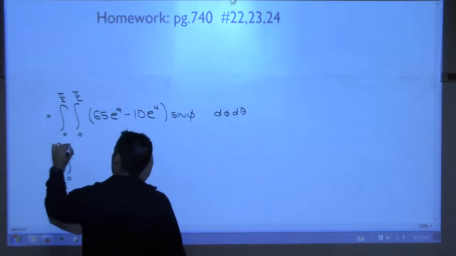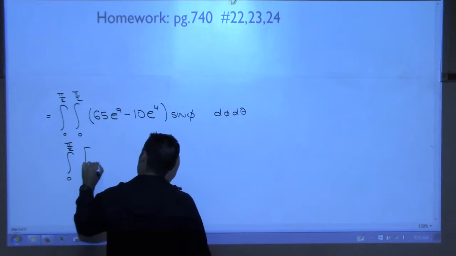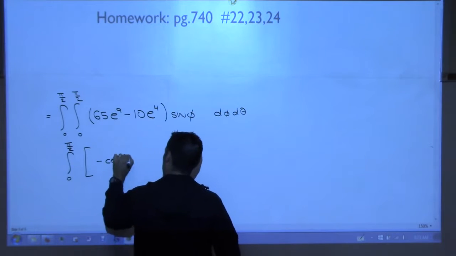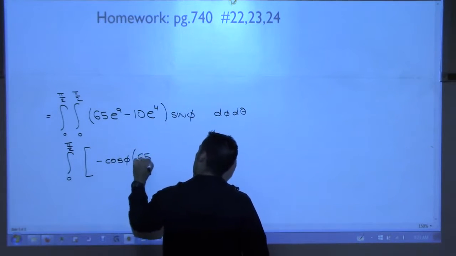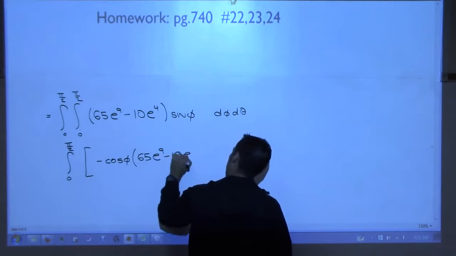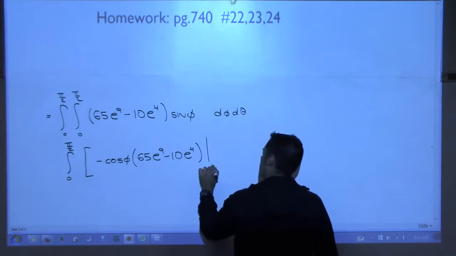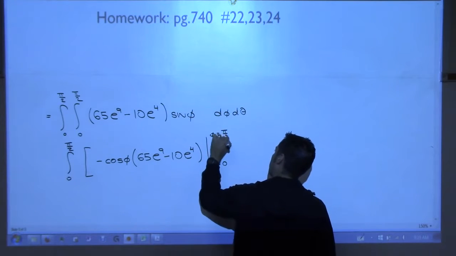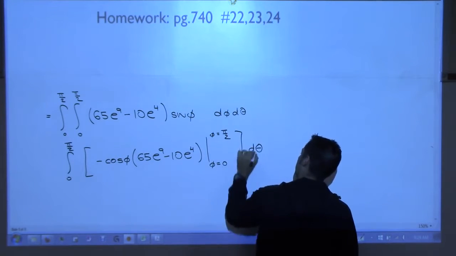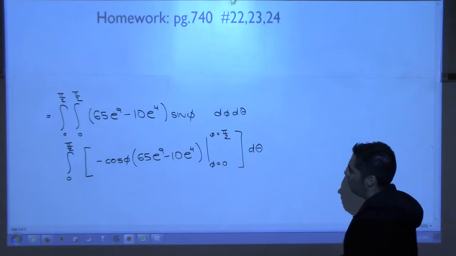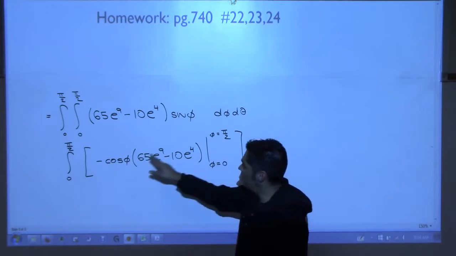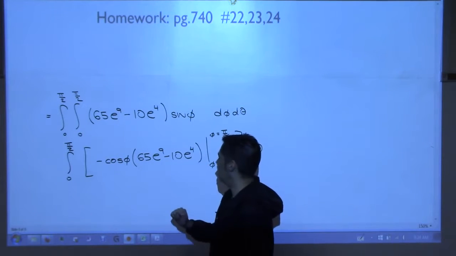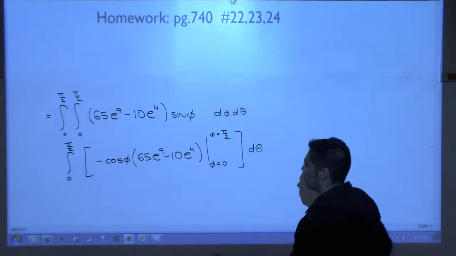So the integral from 0 to pi over 2 times negative cosine. I'm just going to go a little faster. This is all a constant, so it just came along for the ride. I'm evaluating this from phi equals 0 to phi equals pi over 2, then d theta. Let's plug in pi over 2. Cosine of pi over 2 is 0, so the whole thing zeroes out.